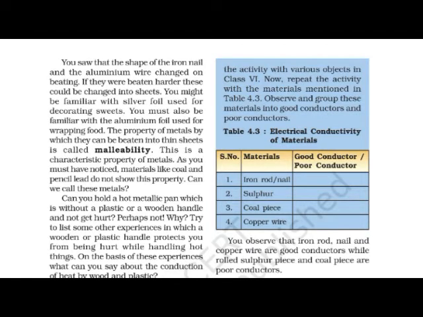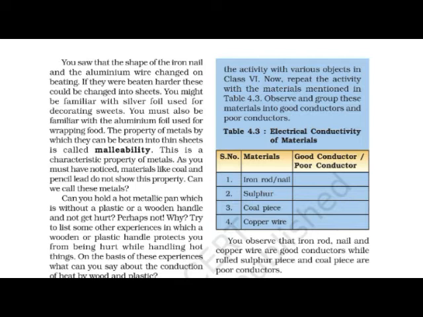See the table they have given here. The first column is for the serial numbers 1, 2, 3, 4. The materials that we have taken are: iron rod or nail, sulfur, coal piece and copper wire. When we connect the iron nail, if the bulb glows, we can say the iron nail or iron rod is a good conductor.